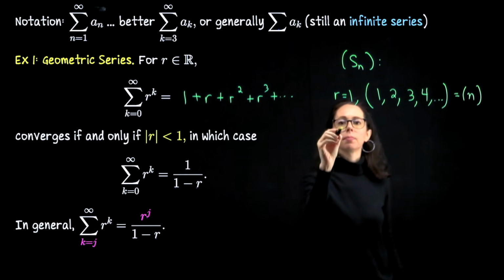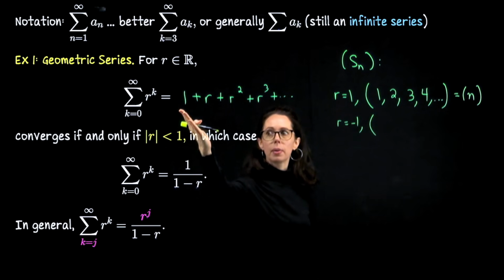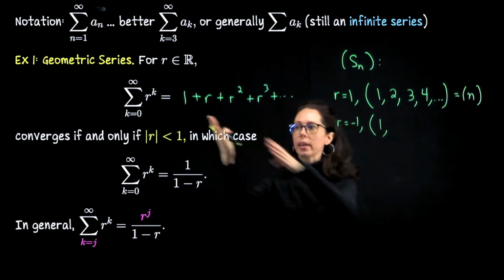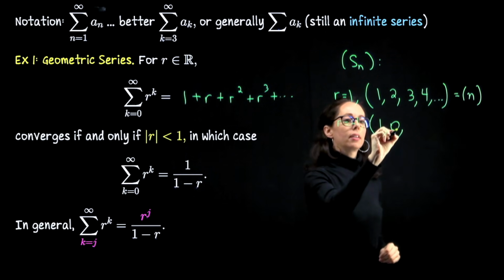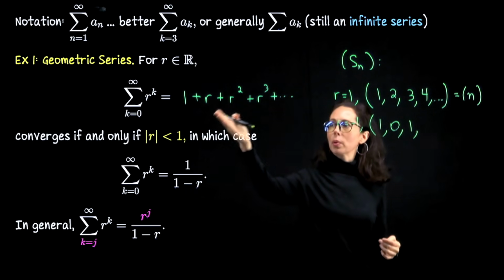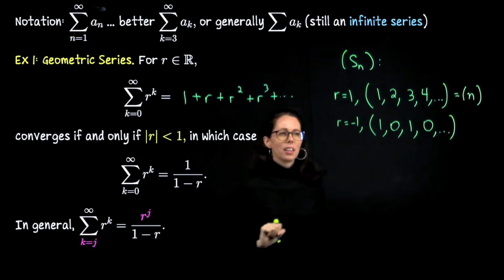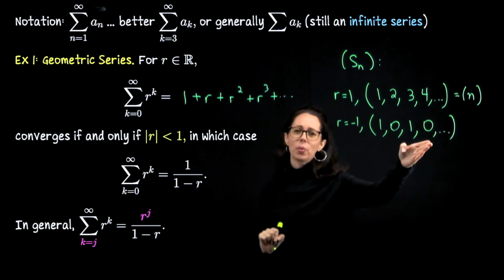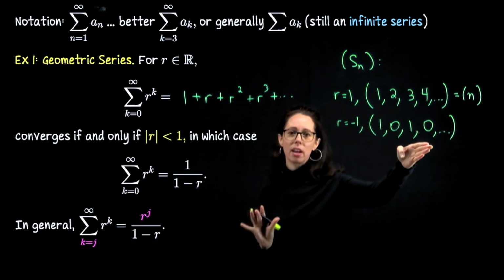When r is -1, our first partial sum is just 1. The second one is here, 1 minus 1, and then 1 minus 1 plus 1 again, 1 minus 1 plus 1 minus 1. I have seen a video that claimed this converges to a half. That is completely false. That's nonsense. This does not converge. It does not converge.